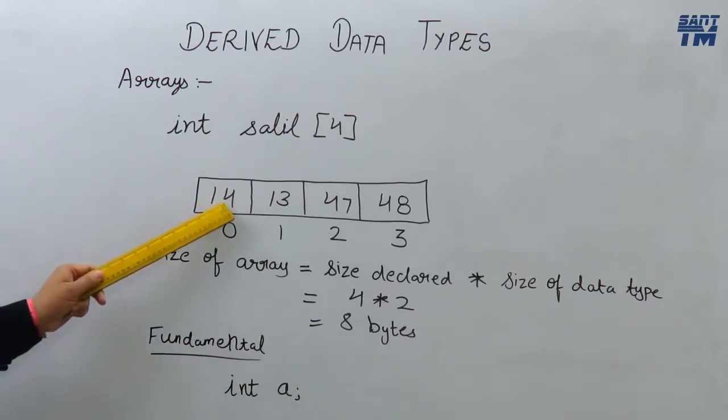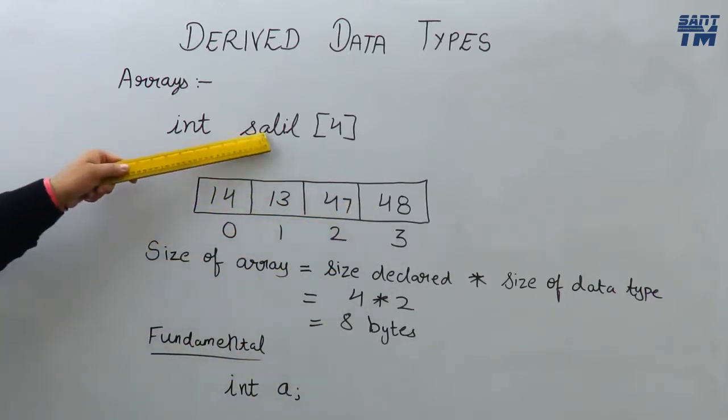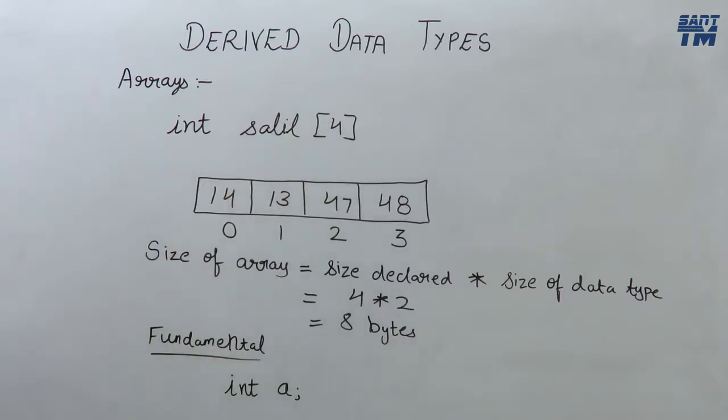Here I am storing 14, 13, 47 and 48. That is 4 elements stored at a time under a single name. Salil is a single name here storing 4 numbers, as we have declared the size of the array as 4. Here a will store only one number, as it is not an array, it is a fundamental data type. So this is the difference between a fundamental data type and a derived data type, the array.